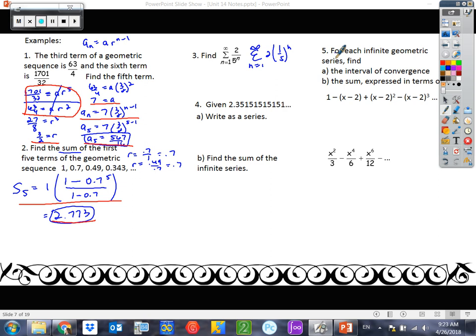I encourage you to always plug in to find the first term. Just to double check. Don't just assume that it's this number, because in this case you'd have been completely wrong. Right? So I plug a 1 in, I get 1/5. So my first term is 2/5.